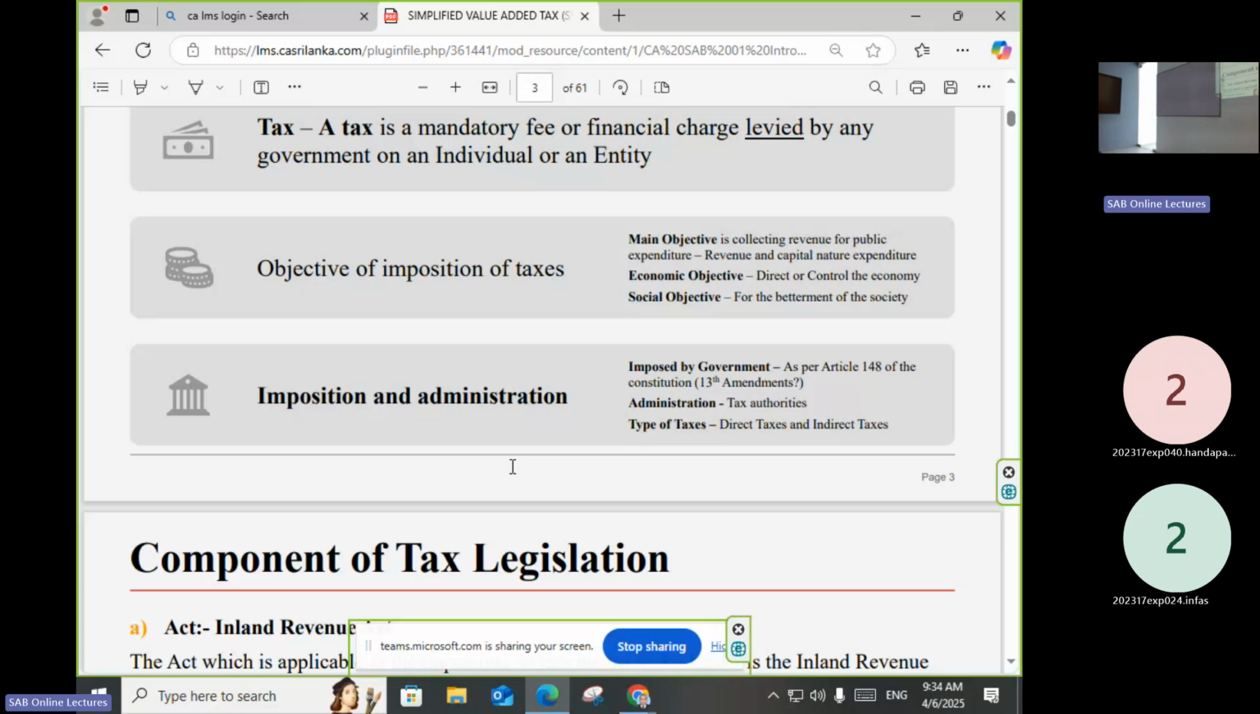So therefore, when we are reading the administrative provisions and the executing of the law, we talked about that with the Commissioner General and all those, right? Is that clear?